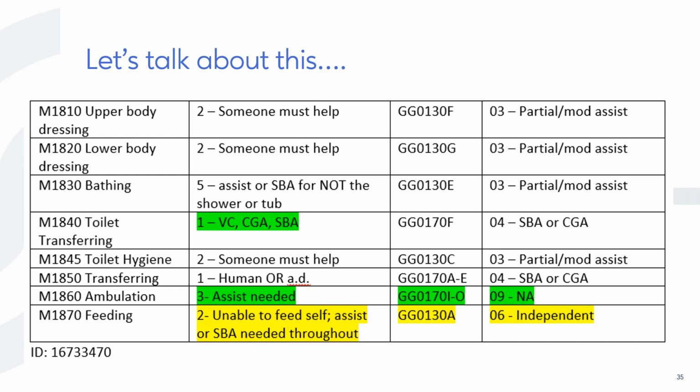Down at M1870, the feeding, it was coded as a 2, unable to feed themselves, assist or standby assist needed throughout. But yet on the GG0130A item for feeding, it was marked as independent. Something's wrong there. And again, that would take a deeper dive into the documentation to see which one of those is off the mark. Just looking at it, you can't say, well, because they put an independent in GG0130, let's just change the M1870 item. No, it could be M1870 is scored correctly and the GG0130 needs a deeper look into what is going on. So clearly those two do not belong together on the same chart. Something was miskeyed somewhere.